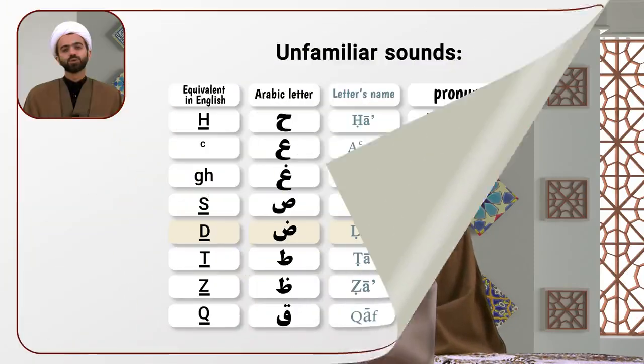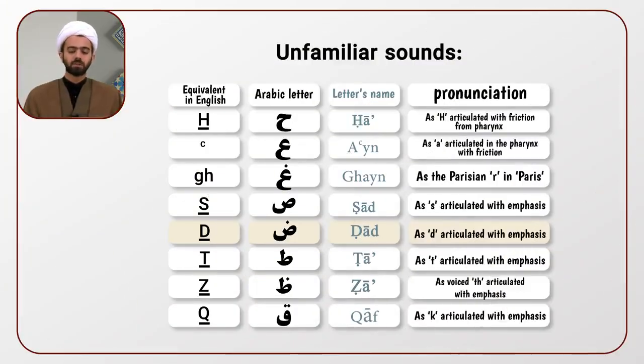The other character is Dad. This is exactly the same character that I mentioned at the beginning of my talk as a specific character for Arabic, which no other language contains. That's why I mentioned that Arabic is called by the second name Lughatul Dad, the language of Dad. Dad is another unfamiliar character in Arabic, which is a consonant. Dad is the name of the sound L. It is also the same as Dal, the same D in English, which is articulated with more emphasis.